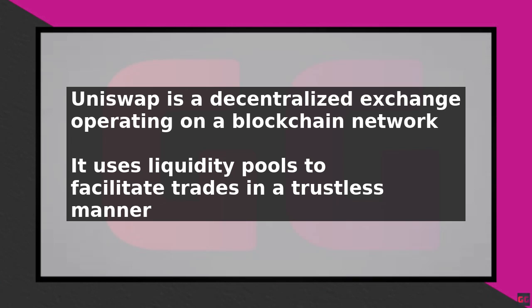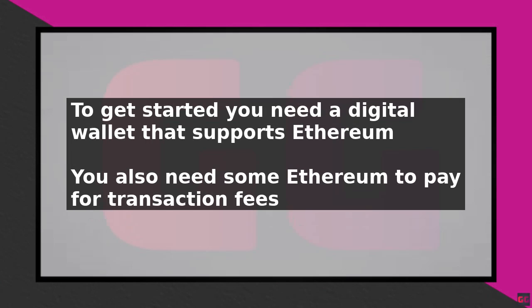It uses liquidity pools to facilitate trades, which are essentially pools of funds locked in a smart contract. To get started, you need to have a digital wallet that supports Ethereum, such as MetaMask, and some Ethereum in it to pay for transaction fees. You also need to have the digital asset you want to trade.